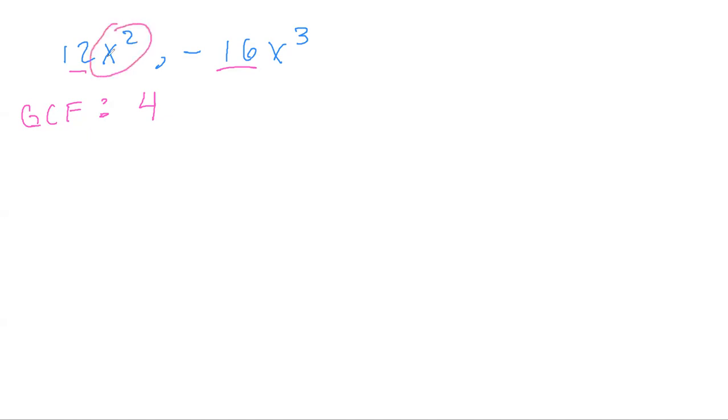Okay, let's do a couple more like this one. And again, I'm trying to find the GCF. So looking at 12 and negative 16, the highest number that they could share is 4. And for the x's, again, I'm choosing the smallest power. So I just have x squared.